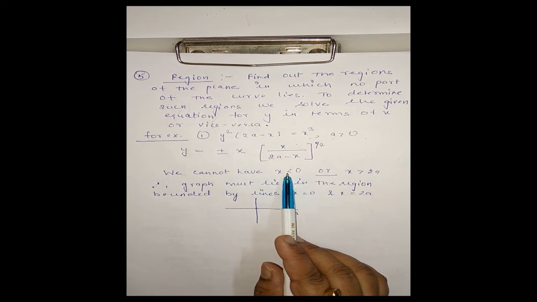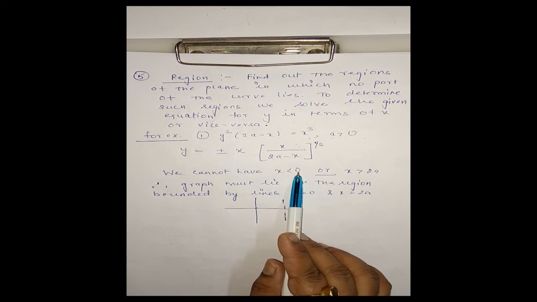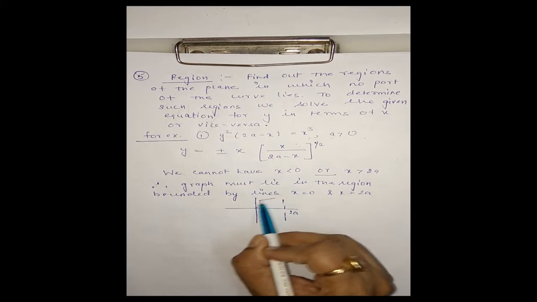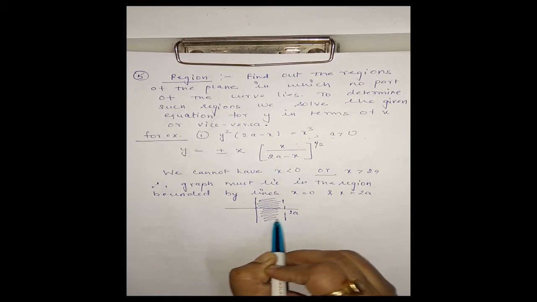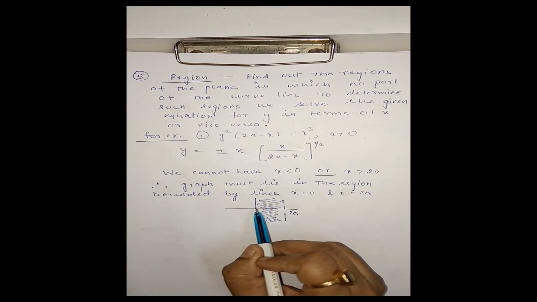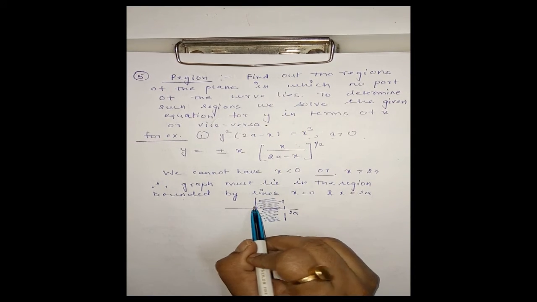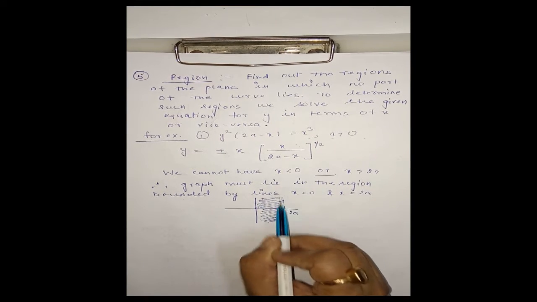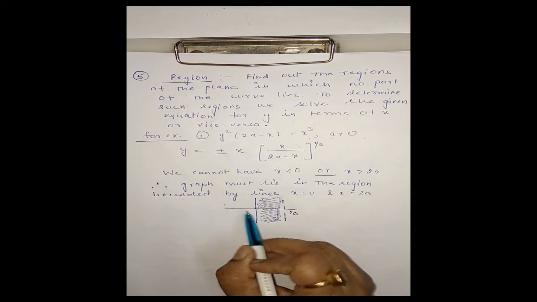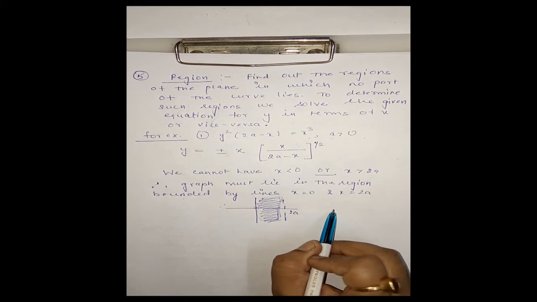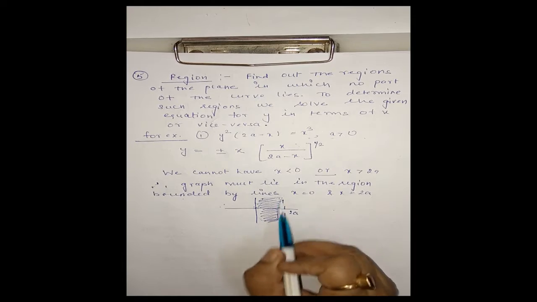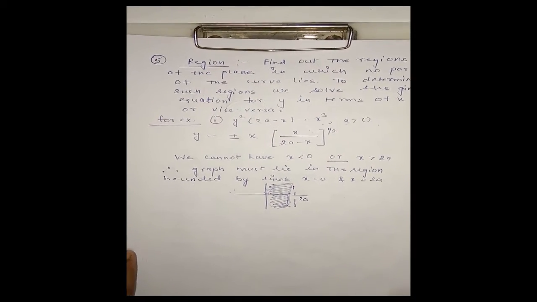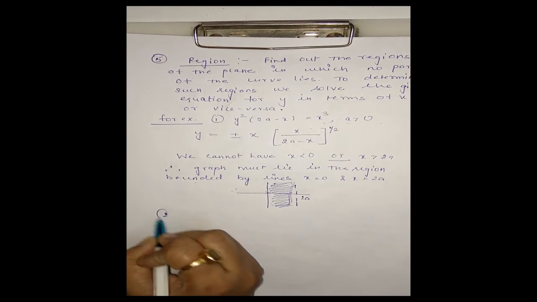Okay, that means now my graph does not lie when x is less than 0 here and when x is greater than 2a. That means graph will lie only in this portion, means bounded by the lines x is equal to 0 and x is equal to 2a. My graph will lie only in this portion, not below here, not on the left hand side of this or right hand side of 2a. This is where my graph will lie. This is how we have to find the region where graph lies or where graph does not lie.